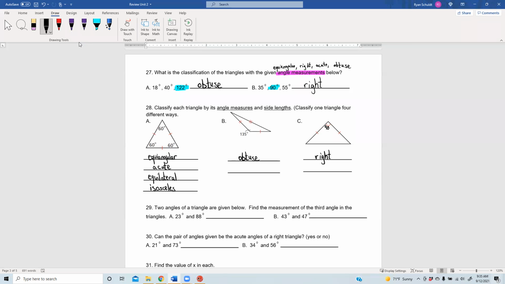Okay, next one. None of the sides are the same on B. If none of the sides are the same, it is called a scalene triangle. And then for C, 2 sides are the same. That means it is isosceles.